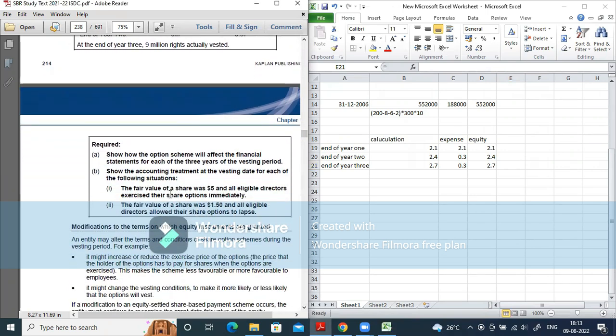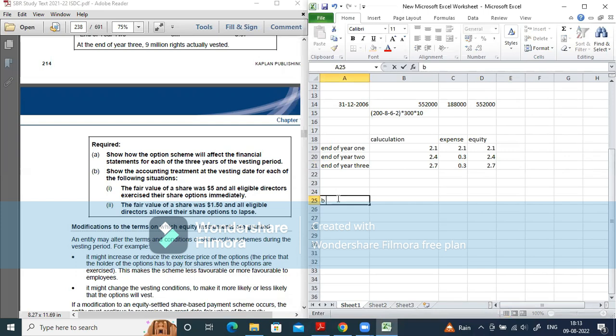Show the accounting treatment at the vesting date for each of the following situations. So the first requirement is the fair value of the share. The fair value of the share was $5, and all eligible directors exercise their share options immediately. So what will be the accounting treatment for this? They mentioned that all the eligible directors exercise their share options immediately.